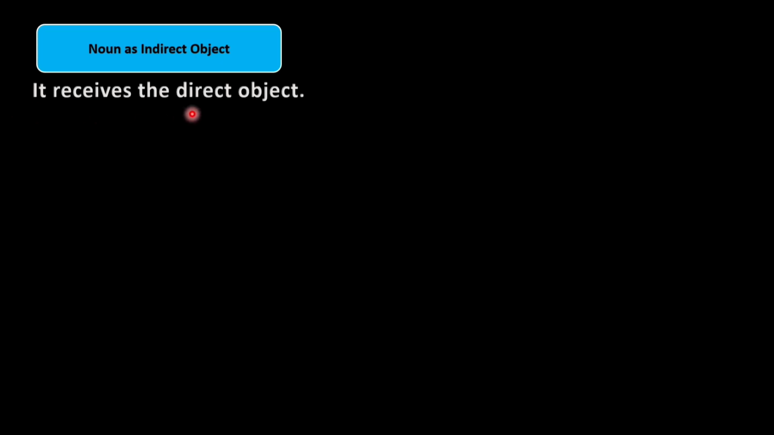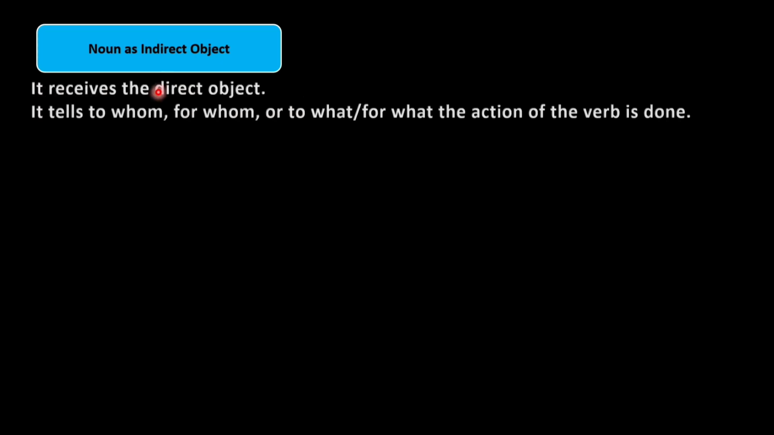As I have mentioned previously, the direct object receives the action of the verb, and the indirect object receives the direct object. So here we have a little bit academic definition for it, but I prefer the simple definition rather than the formal academic one. It receives the direct object is the easiest way to understand it. It tells to whom or to what or for what the action of the verb is done.